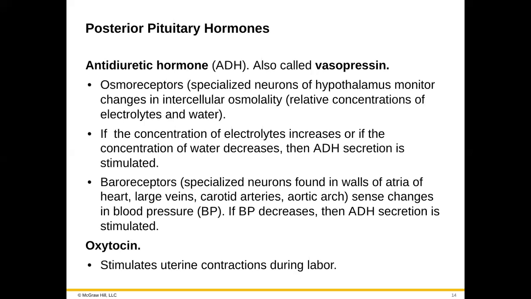Then we have oxytocin. Not as dramatic as antidiuretic hormone, but oxytocin is going to help stimulate uterine contractions during labor. Some people refer to this as the cuddling hormone. Research has shown that when you embrace a companion of some form for a little period of time, there is a significant release of oxytocin from the posterior pituitary.